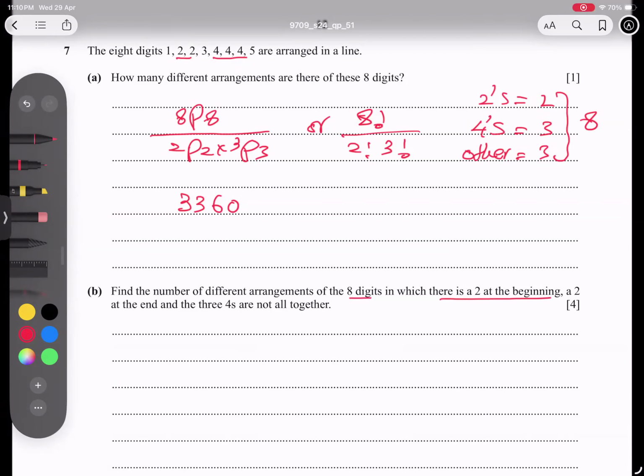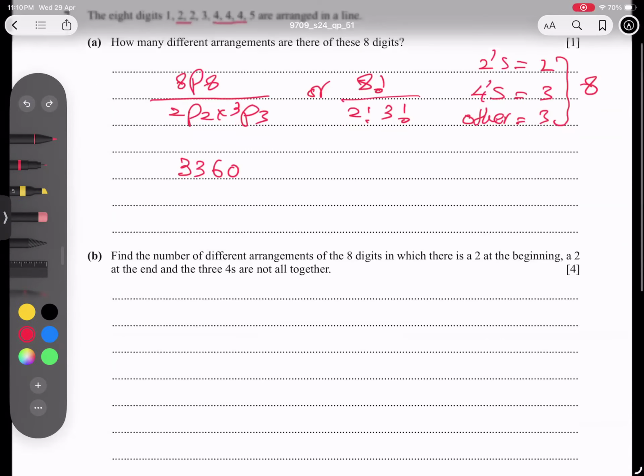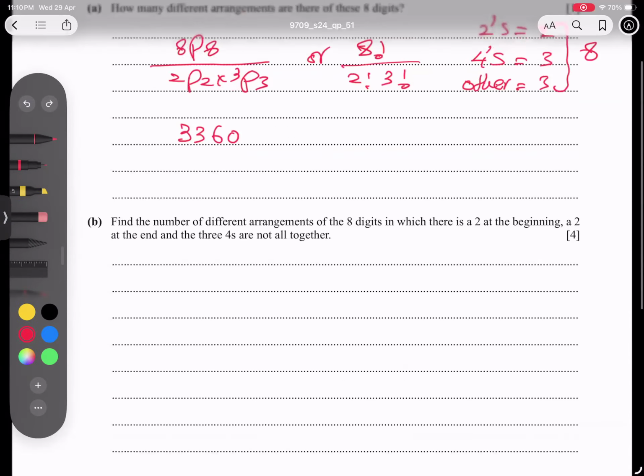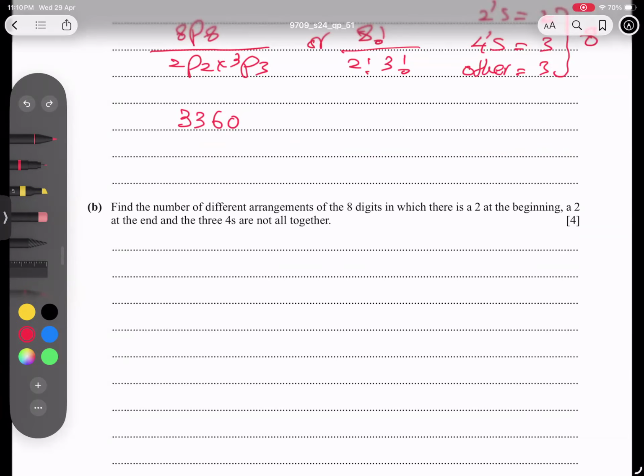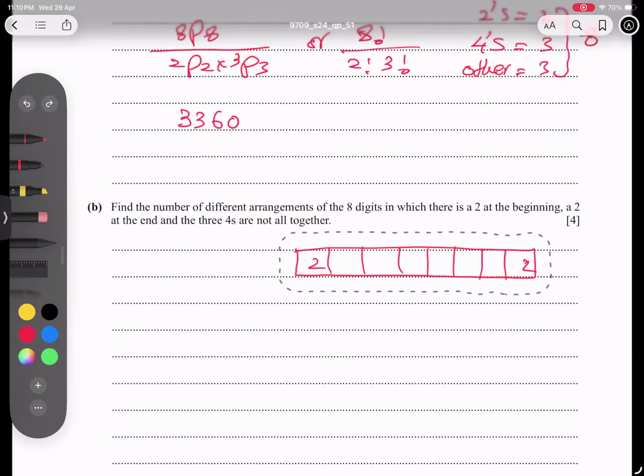Next part, find different arrangements of the 8 digits in which there is a 2 at the beginning and a 2 at the end, and the 3 4s are not all together. Not all together. Okay, this means we can plan here when no conditions. So wait, 1, 2, 3, 4, 5, 6, 7. So starting with 2, ending with 2, and we are not caring about the 4s. So students, what to do in this condition?